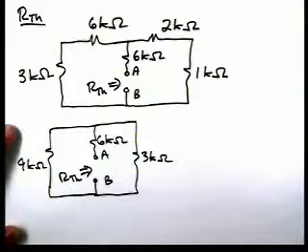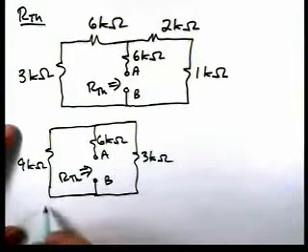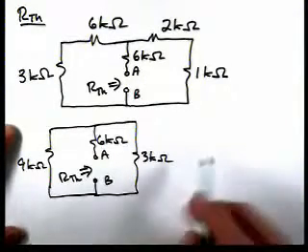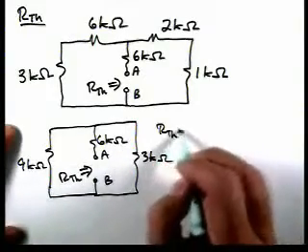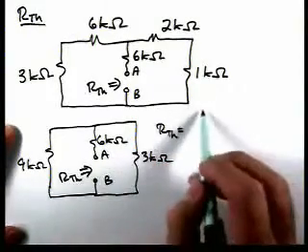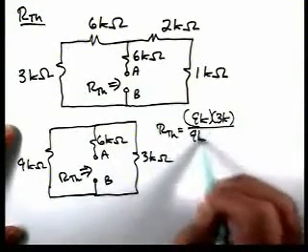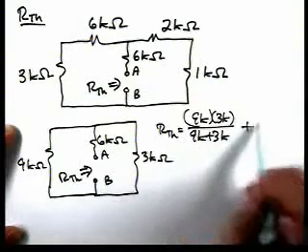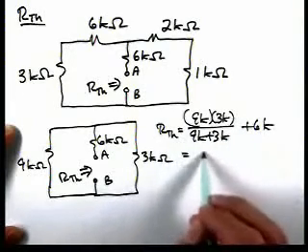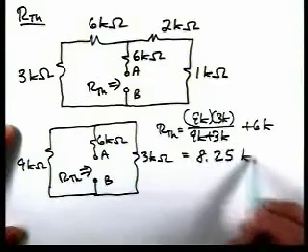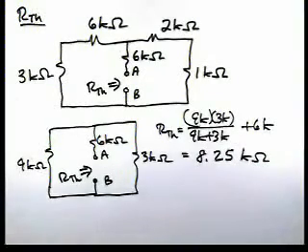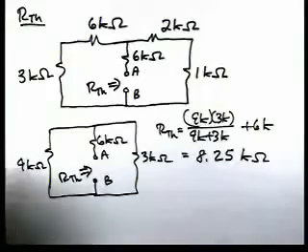If we calculate their parallel combination and add that to the 6K, we get the Thevenin resistance. So the 9K and the 3K are in parallel. That tells us R Thevenin is 8.25 kiloohms. So now we've calculated the open circuit voltage and the Thevenin resistance.